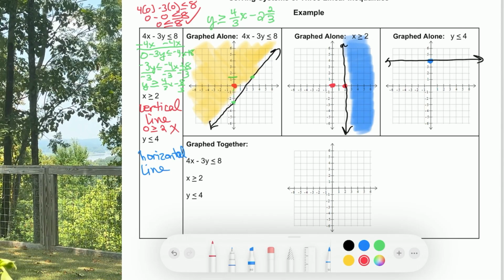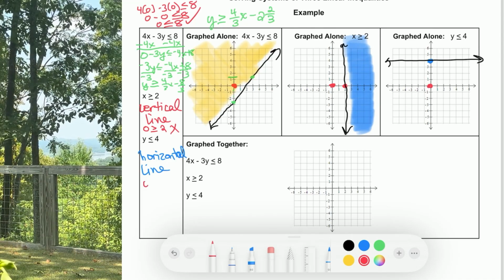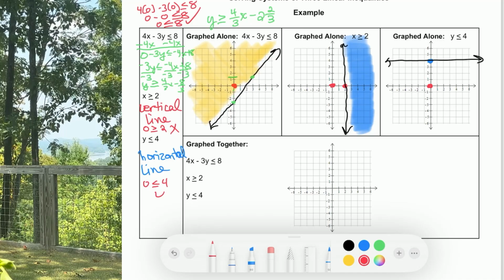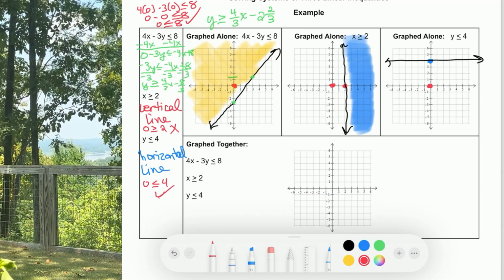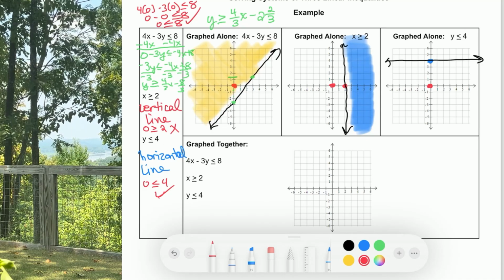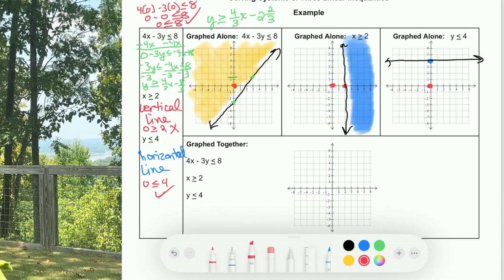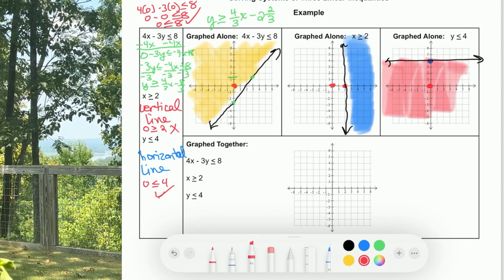I'm going to use the origin to figure out where my shading goes. So if I say 0 is less than or equal to 4, that is true. So my shading is going to include that area. So I'm going to go ahead, I think I'll use red for my shading actually. I'm going to shade this area here.